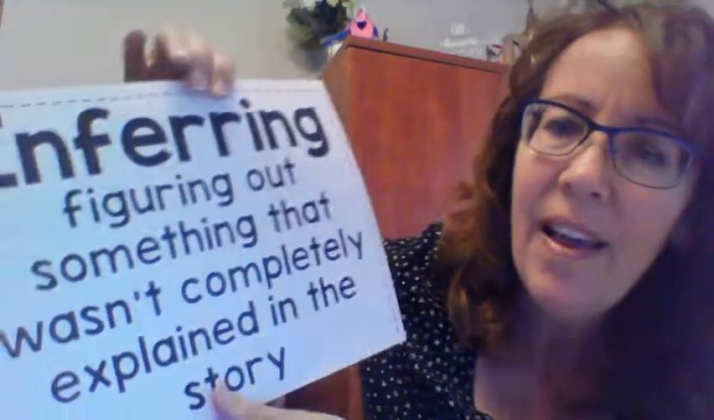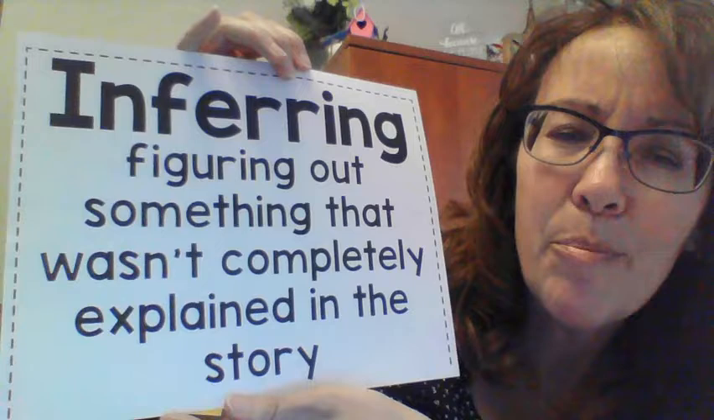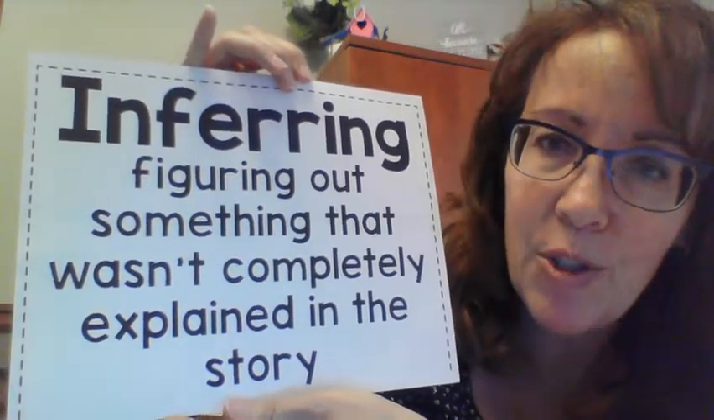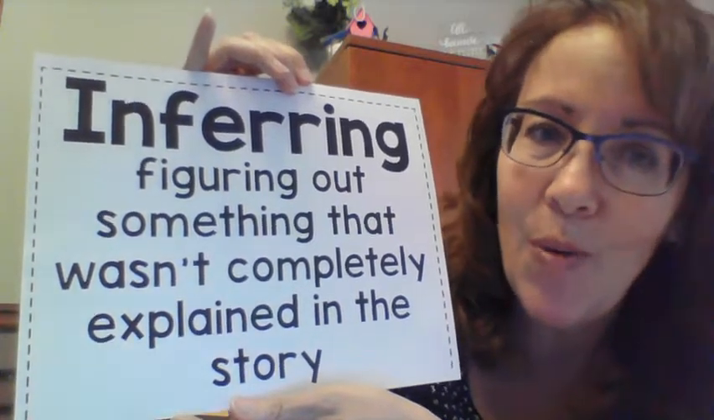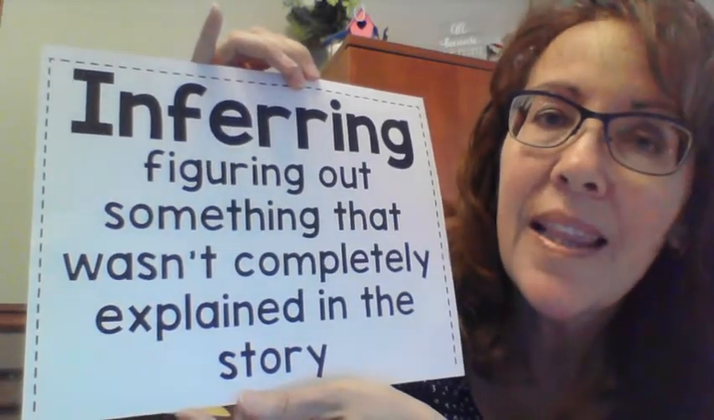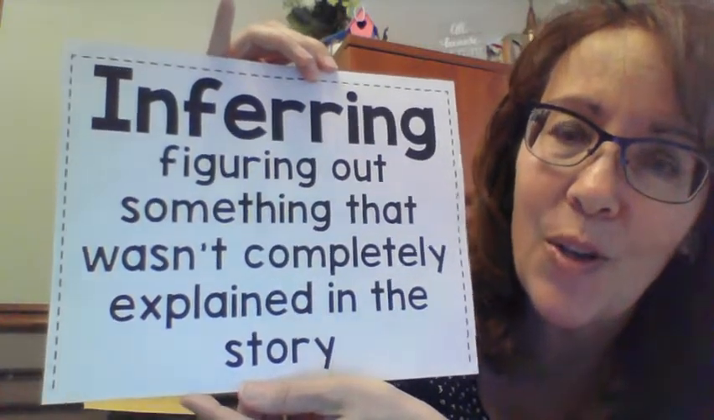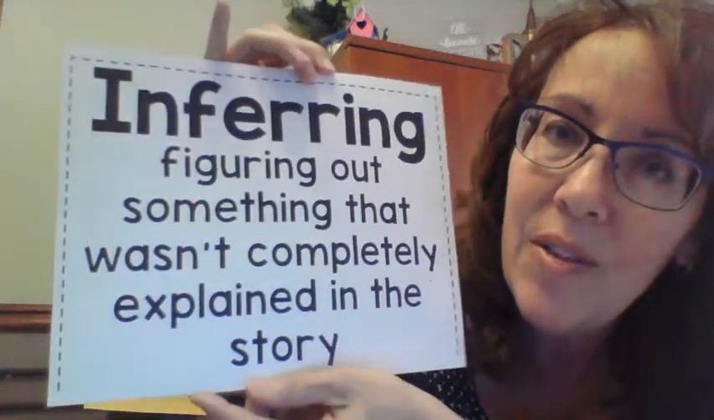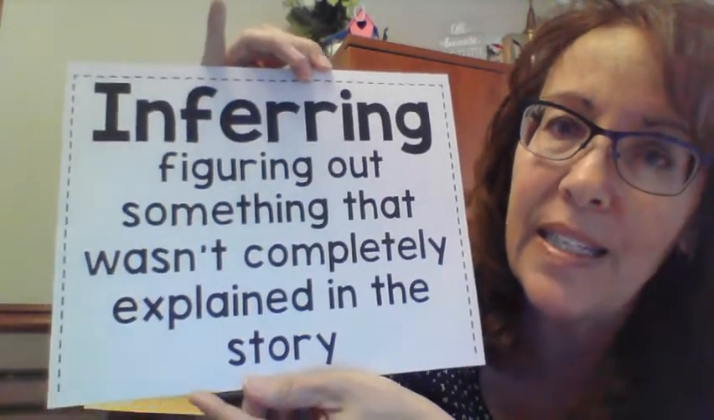Well, inferring is figuring out something that wasn't completely explained in the story. Good readers are able to do this. Good writers oftentimes don't give you all the information that you need. They know that you are very smart and that you can figure out what they want you to know. And so, how do we do this? How do we figure out what wasn't completely explained in the story?